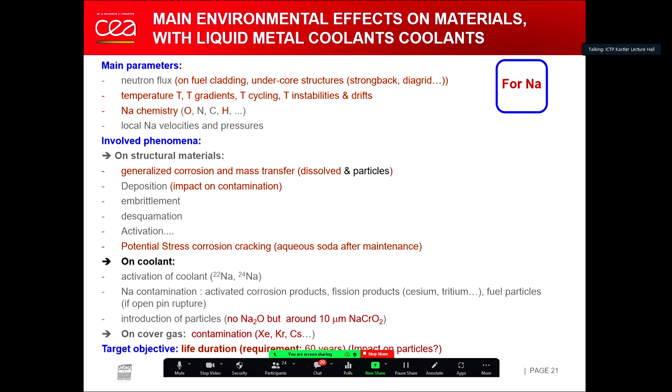Here you have the same table as previous, but I have indicated in red what is relevant for the sodium. For the neutron flux, it's mainly on fuel cladding. We have to check the behavior of undercore structures, even if we know that, for example, for Phoenix or maybe in BN600, they didn't face any big difficulty due to that.